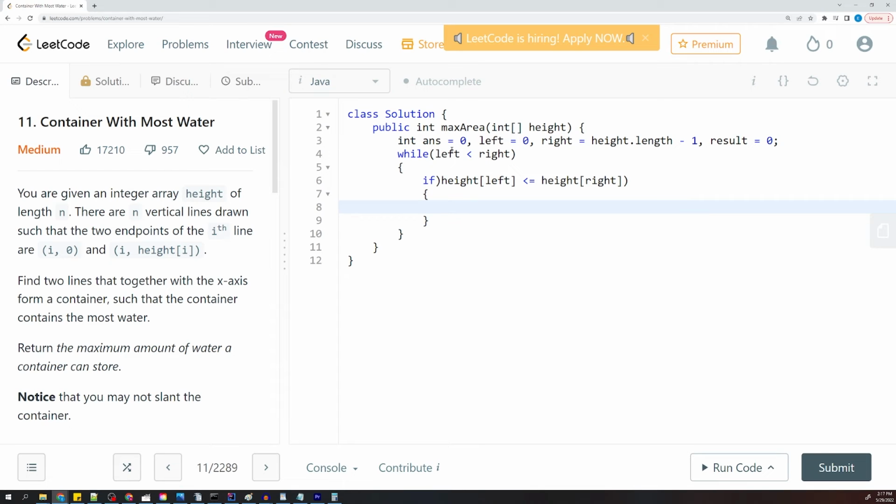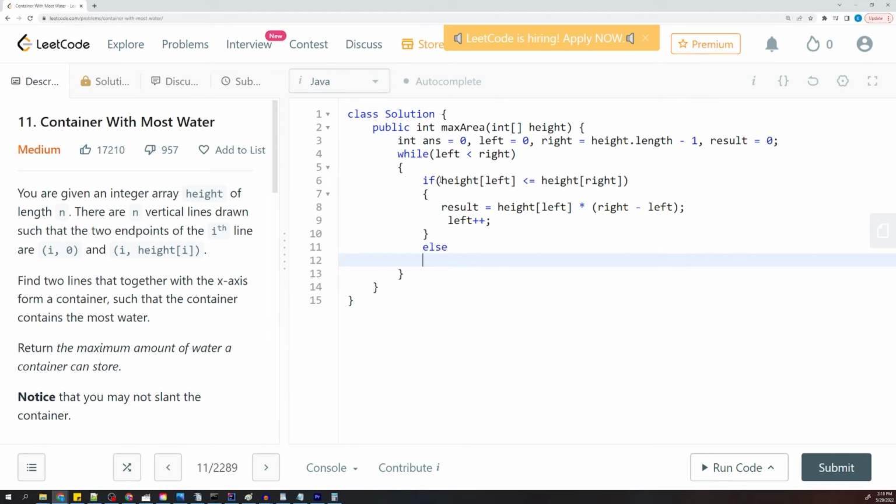What we want to do here is get a result. Our result is going to be equal to height at left because it is the smaller. Remember, the smaller one determines how much water can be held, because if we take the larger one, it's just going to flow out the smaller side. So we take the smaller side, and then we just say times right minus left. And if left is the smaller one, we're going to say left plus plus.